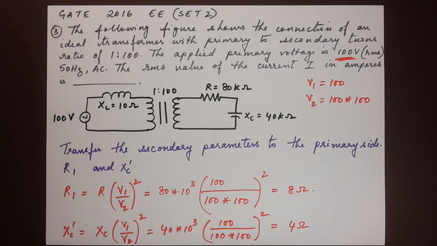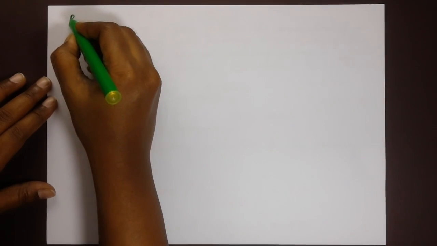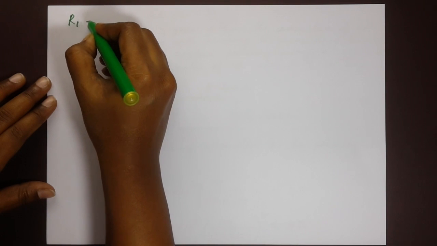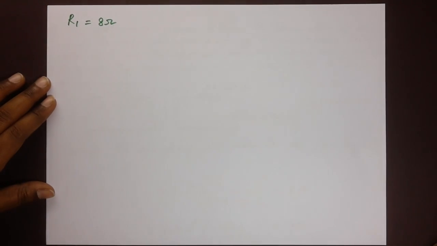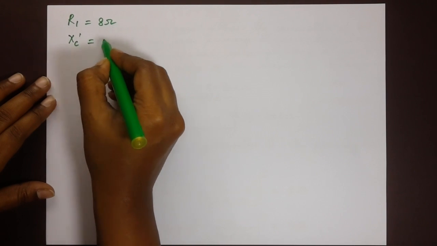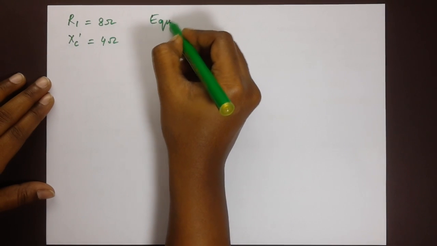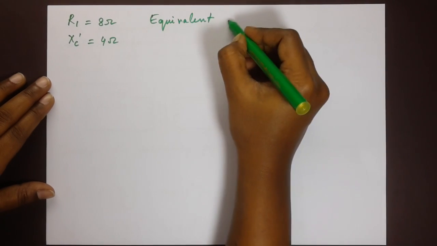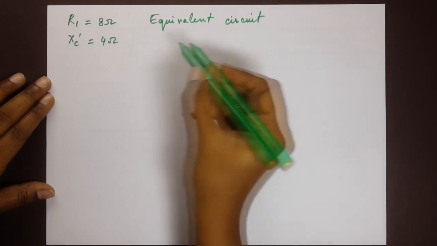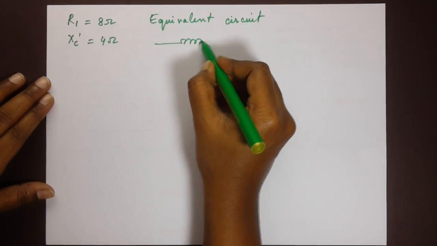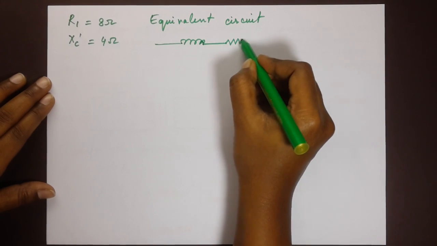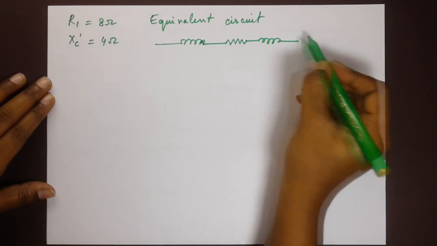Now let's draw the equivalent circuit. I'll just get another sheet of paper. Right. Okay. Now here are our values. R dash or R1, we have found it to be 8 ohms, and XC dash is 4 ohms. Okay, so now we need the equivalent circuit. The equivalent circuit can be drawn, forgive my drawing, it's a little rough.